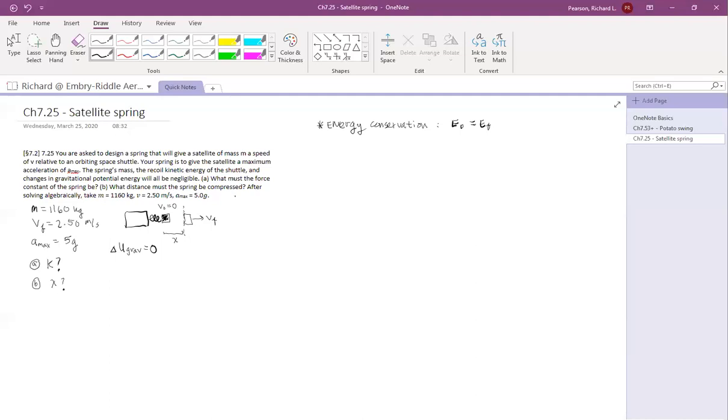Now we also have this idea that the spring is going to cause an acceleration. Given that information, we also will want to use Newton's second law.